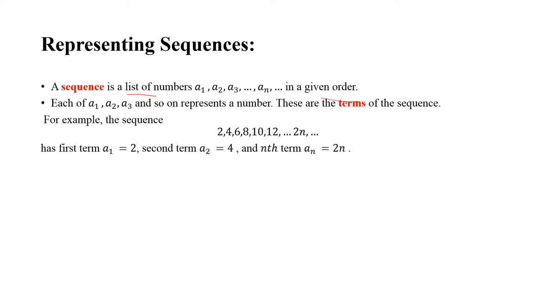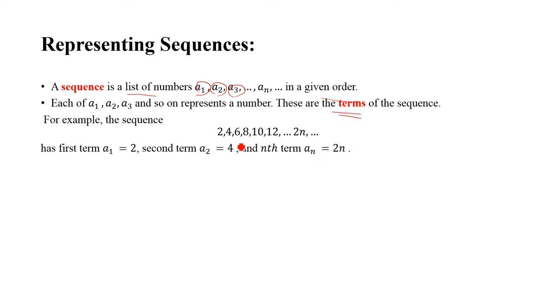So first of all, representing sequences. A sequence is a list of numbers a1, a2, a3, an in a given order. There are 2 points to be noted: this is a list of numbers, and in a given order. So order matters in the list. Each of a1, a2, a3 and so on represents a number, and these numbers are called the terms of a sequence.